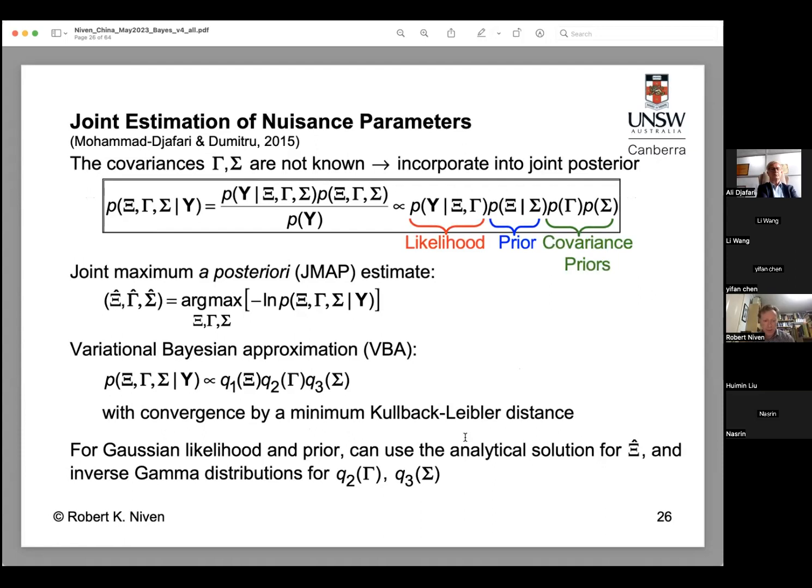We can take it a little bit further here as well. These covariances of our likelihood and prior are not known in advance, and so we can incorporate them into a joint Bayesian inference, with a joint posterior. So this is what it looks like, and with some simplifying assumptions that are quite reasonable, we can effect a separation of terms like this. There are two methods that are commonly used to analyze these functions. There's a JMAP method where we just seek this maximum here, and we use the analytical solution that we just discussed. Alternatively, we can undertake a variational Bayesian approximation where we assume separation of these quantities, and we use a Kullback-Leibler criterion in order to do an optimization. And again, for our Gaussian likelihood and prior, we can use the analytical solution that we know, and we can also use inverse gamma distributions for these other quantities in order to do that estimation.